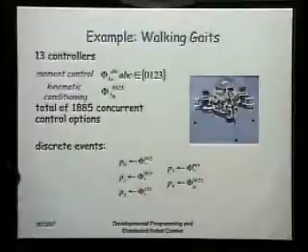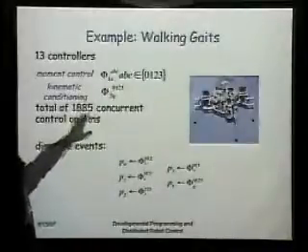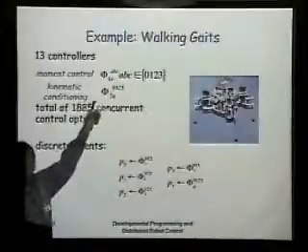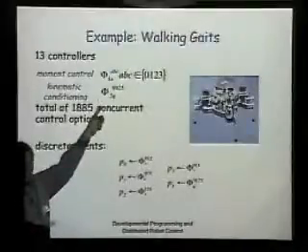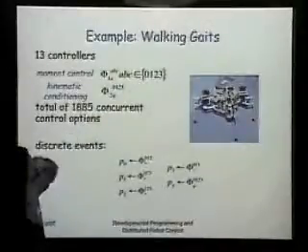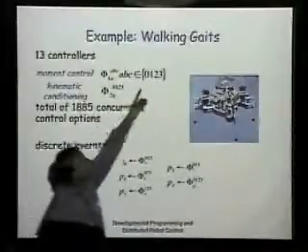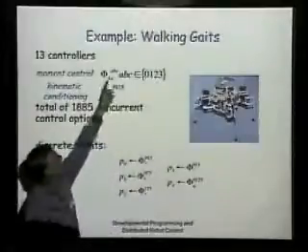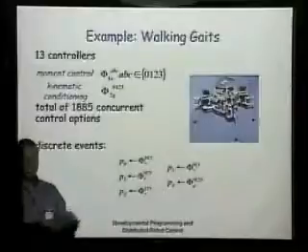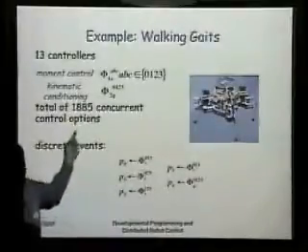As a result, we get 1,885 possible control combinations by allowing 1, 2, and 3 of those to be chosen concurrently from the set of 13. Right? Because if you allow all of these permutations, you get 12 out of that and 1 out of that. That's 13 controllers. Nest them 1, 2, and 3 deep. Add them all up, you get this many.